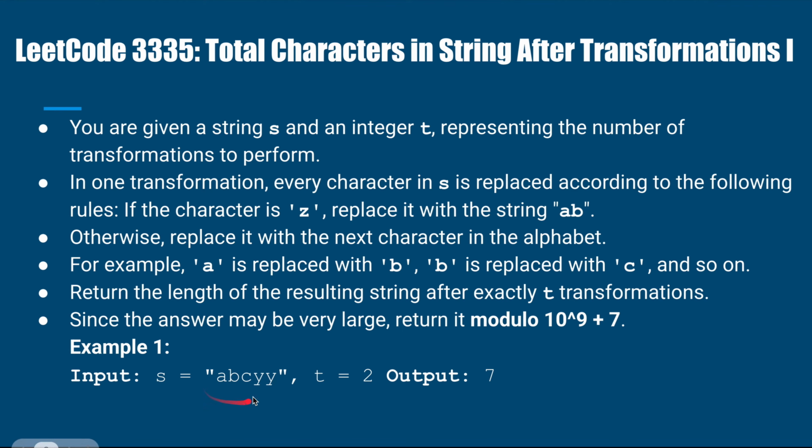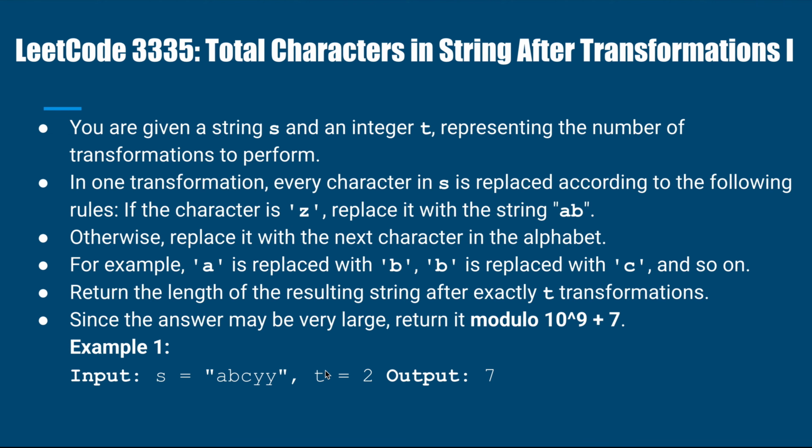Means the whole resulting string after T transformations will become what? CDE AB AB, right? It's clear, right? So how many characters will be there? CDE is 3 characters and there are 2 GG, right? AB AB means 4, so the total becomes 7. So the final length is 7. You understand, right? It's very easy, right?